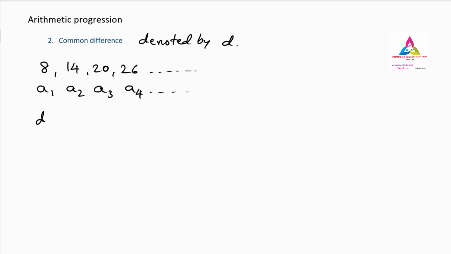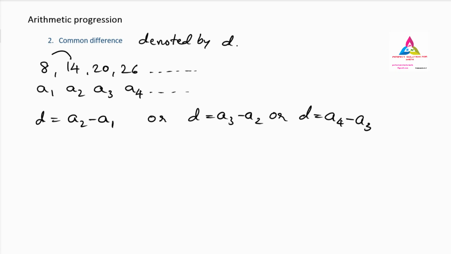So here common difference is nothing but a2 minus a1, or a3 minus a2, or a4 minus a3. Means we have to subtract the previous term from the later term. For example, a2 minus a1, or a3 minus a2, a4 minus a3. So we have to subtract the previous number term from the larger-numbered term.